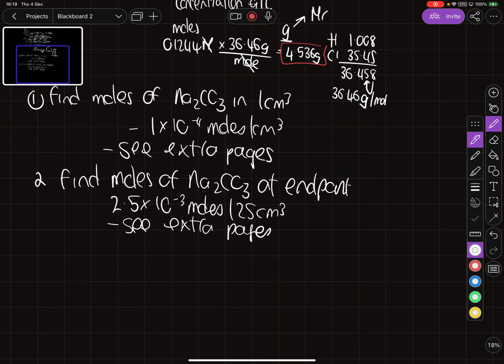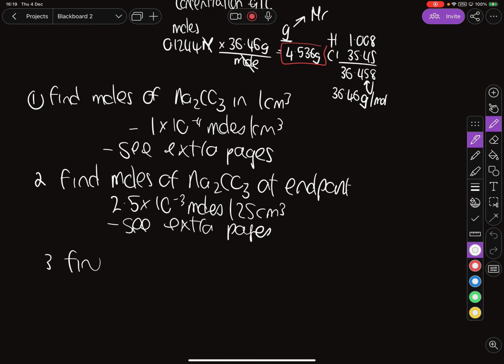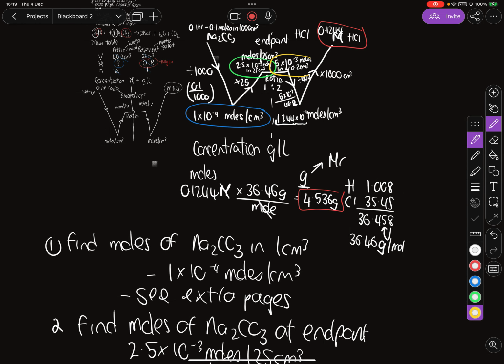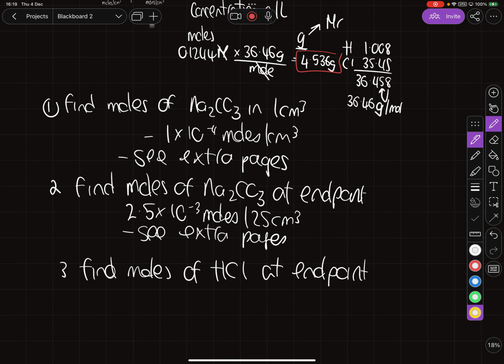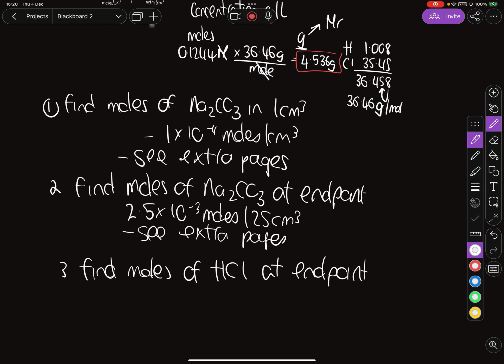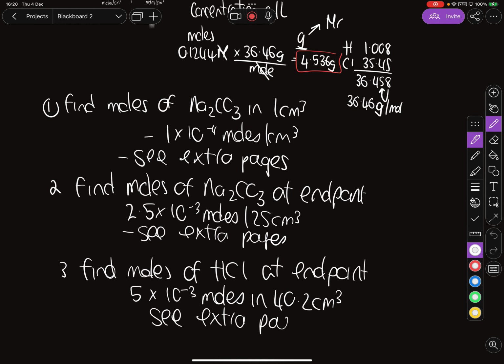The next question that it might be asked might be find moles of HCl at your endpoint. So that's where we used our ratio. So when we have a look at our W, that portion is now over here. So again, we go back to where the question is in the book, and we type in 5 by 10 to the minus 3 moles in 40.2 centimeters cubed. And we also write see extra pages.